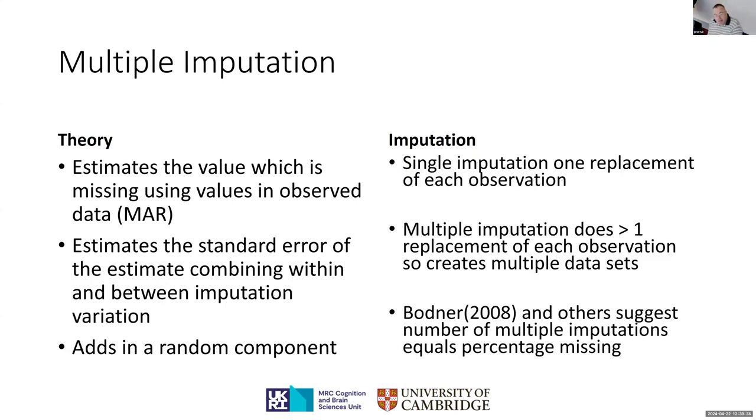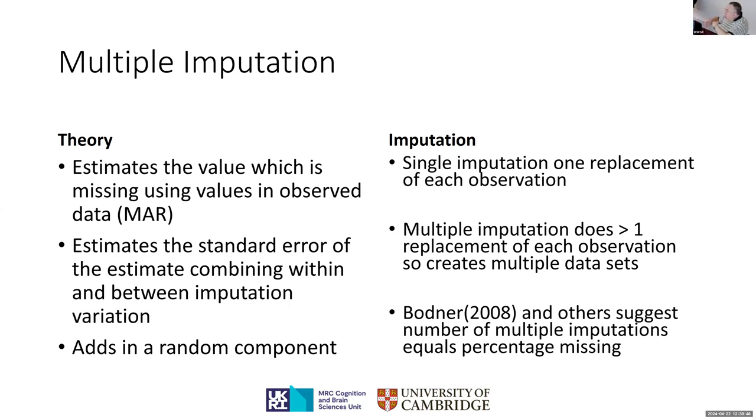So this is just a recap of what I've said. We're using the data that we've already got to estimate data that we don't have. And with multiple imputation, we're doing this a lot of times. Each time we fill in the data and we fit the model to the data.